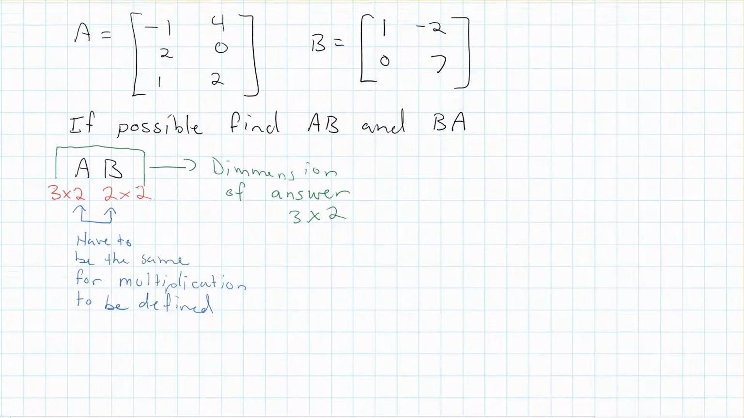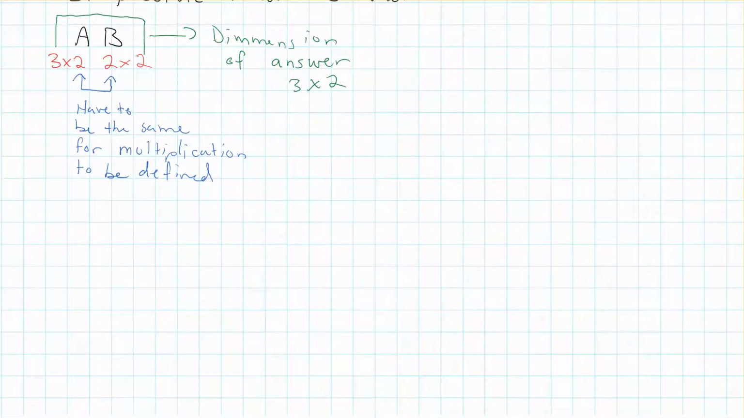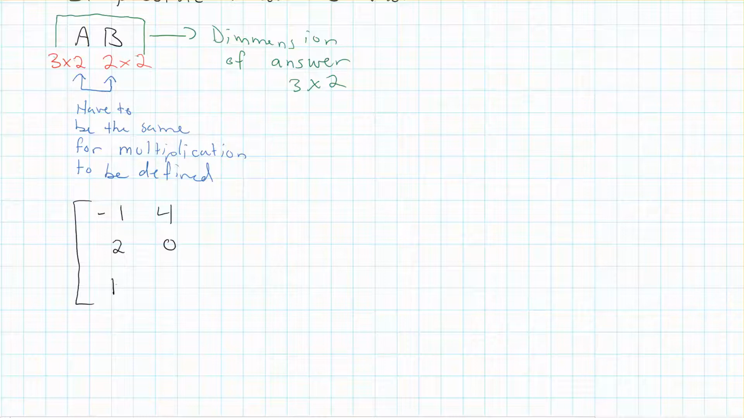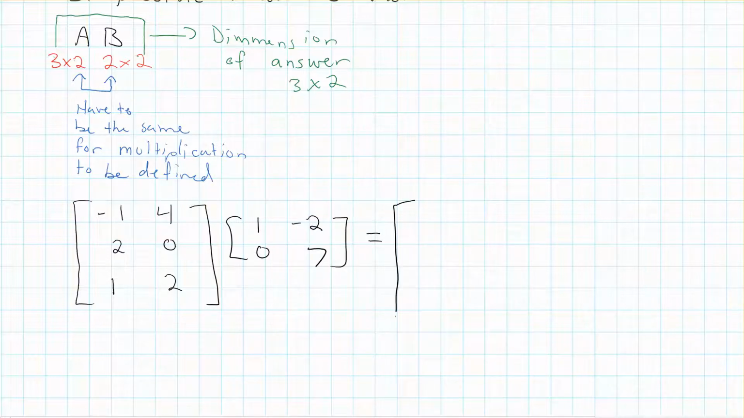Okay, so let's write this down then here. So what do we have here? We're going to have negative 1, 4, 2, 0, 1, 2 times 1, negative 2, 0, 7. Now this is going to be equal to a matrix, and it's a 3 by 2 matrix. So I'm going to put some blank spots here. This isn't necessary to do in your problems, but I'm just going to indicate, well, it's 3 rows, 2 columns, and so we have to compute 6 numbers here.